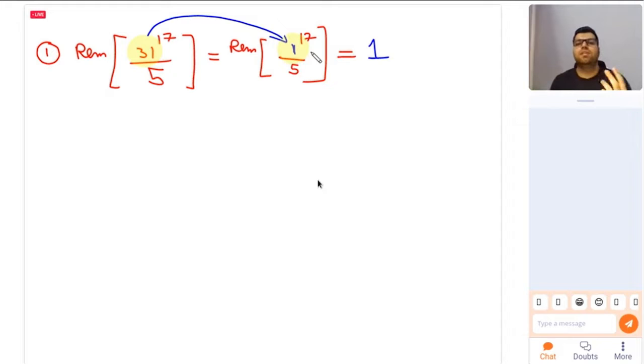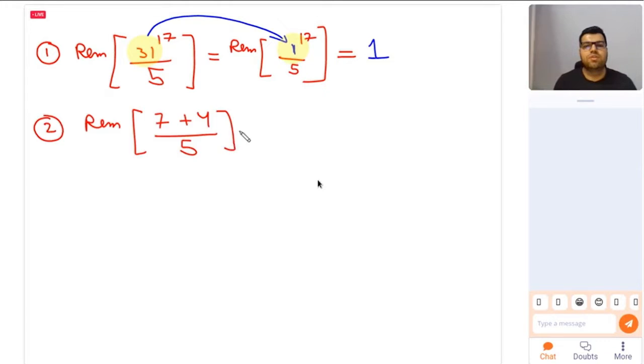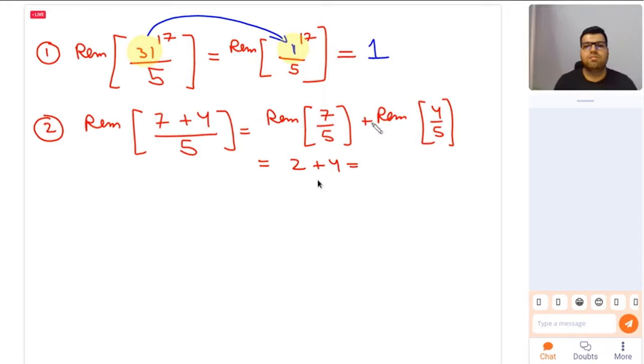Second property is also fairly intuitive. The property is that the remainder is distributive. So simply put, if you say remainder of 7 plus 4 with 5, you can directly say it is remainder of 7 by 5 plus remainder of 4 by 5. So this function is distributive. Right now, I'm just showing an example. So you can just distribute it. So what will be the answer here? It will become 2 plus 4. So 2 plus 4 gives us what? 6. But we will not write 6 since we are calculating the remainder with 5.